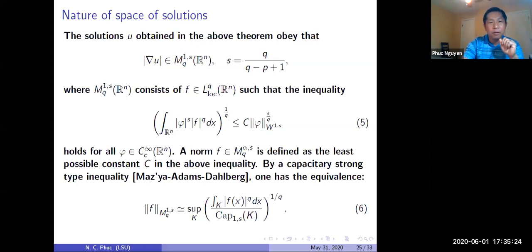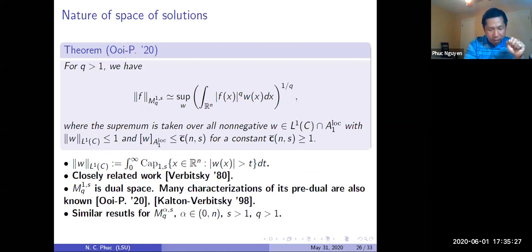Okay. Now, one way to handle this norm is that you have the following equivalent formulation. Okay. For any q bigger than 1, this norm is equivalent to this supremum. You take the supremum over all weights w of this integral here, where the weight w is in the class A1 local. I will explain to you in a moment what it means to be A1 local. And the A1 local norm of w is less than or equal to 1. And the w is in the A1 local class with a certain bound, and the constant c here depends only on n and s. Maybe I should say q here. Okay.